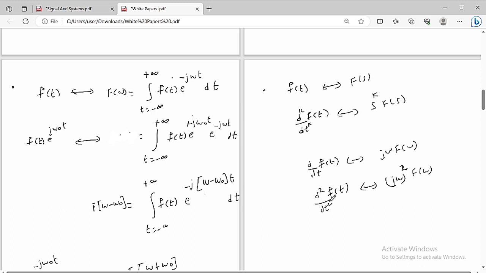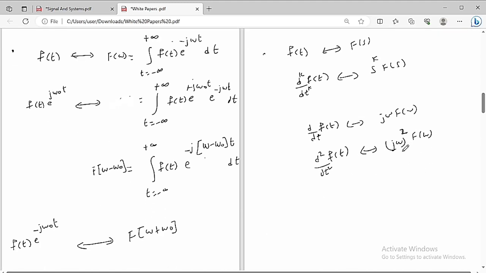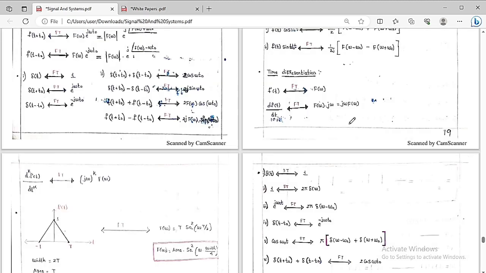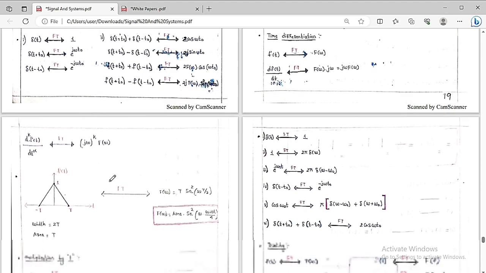d square by dt square of f of t has the Fourier transform j omega whole square into F of omega. Same thing, right? For the kth derivative of f of t, the Fourier transform is j omega to the power of k into F of omega. So these points you always have to keep in mind. If you remember the Laplace transform formula, it is very simple to derive this also.